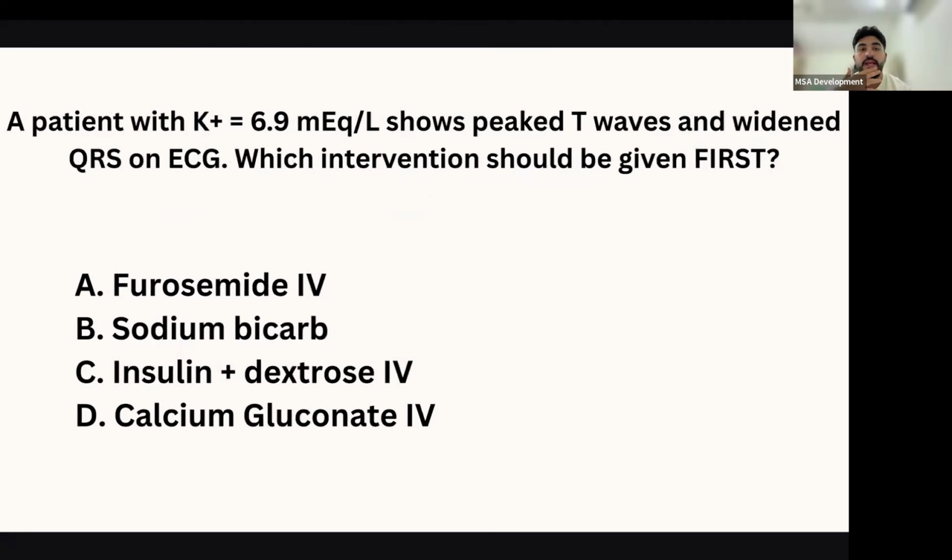Okay. So this is a patient. His potassium levels are 6.9, peaked T wave, and widened QRS on ECG. Which intervention should be given first? So remember, we have 3 tiers that we need to cover. So what's the first thing that we do? Calcium gluconate, and then insulin, and then we give some things that would eliminate the potassium from the body, like potassium binders or loop diuretics.